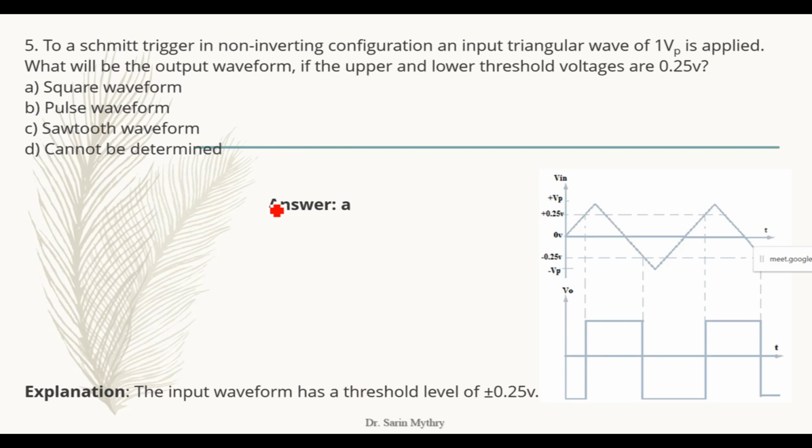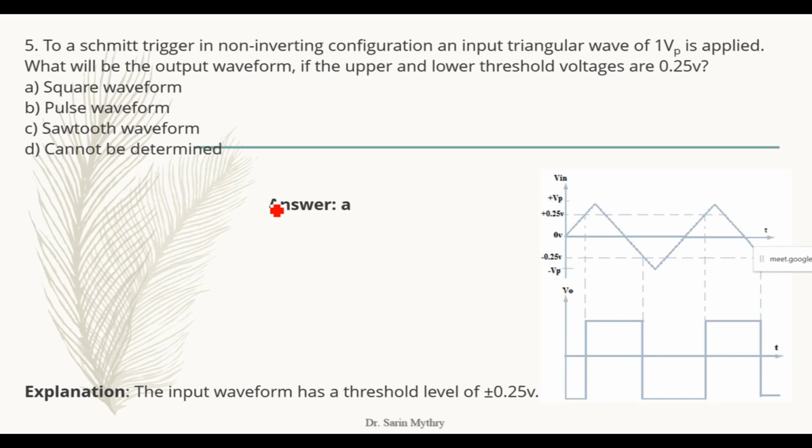Then the fifth one here. You can see down here one particular circuit has been given. You are supposed to find out, of a circuit, what is the output waveform. To a Schmitt trigger in a non-inverting configuration, an input triangular wave of 1 voltage is applied. Means 1 volt peak voltage is applied. So it is going to be plus or minus. So 1 volt is applied.